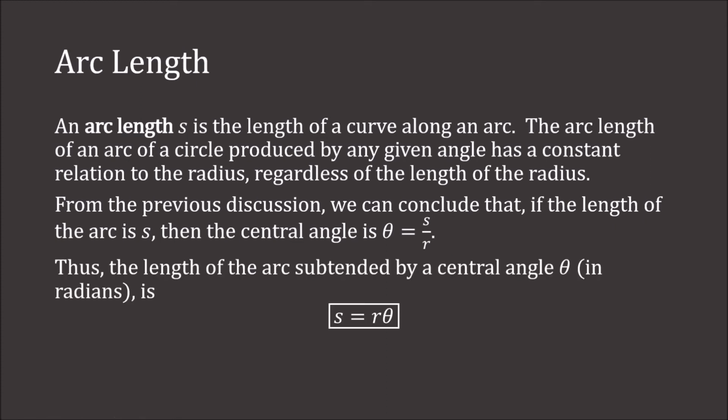And so the length of the arc that is subtended by a central angle of theta measured in radians is S equals R times theta. And this is really important, this is in radians. So it's so important, I'm not only going to underline, I'm also going to highlight it. In radians. This formula only holds if the measure of the angle is in radians. If you're given the angle in degrees, then to use this formula, you would first have to convert from degrees to radians.